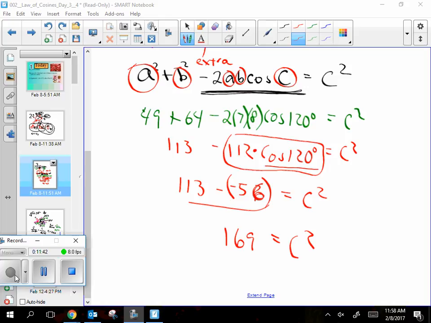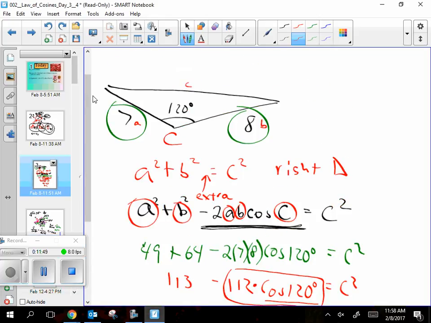And that makes sense because you guys are all saying it was 13. Square root of both sides. 13 equals c. Cool. We know that side has to be 13. Okay, that's the law of cosines in action.